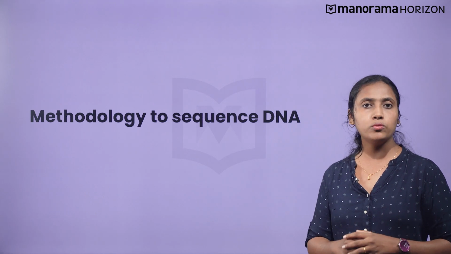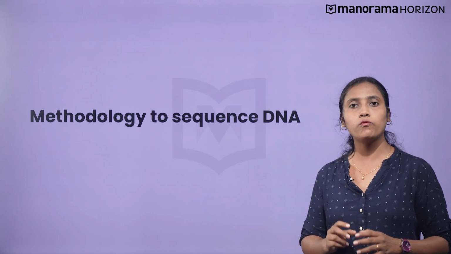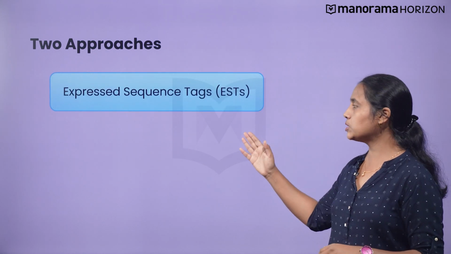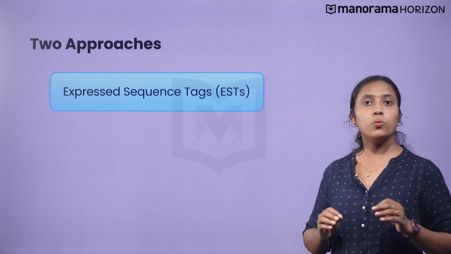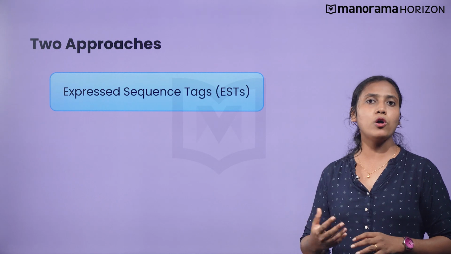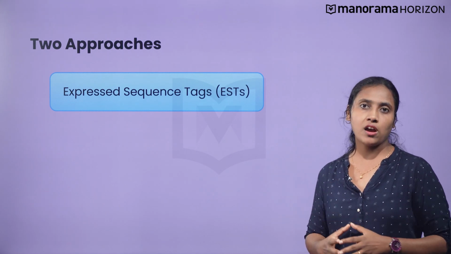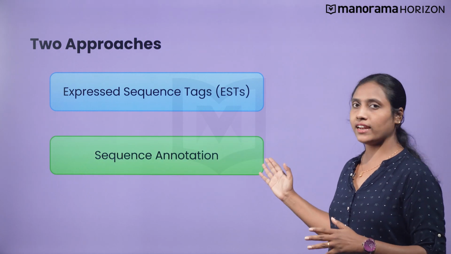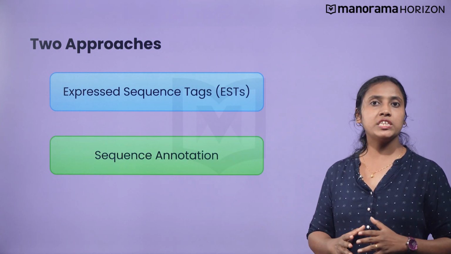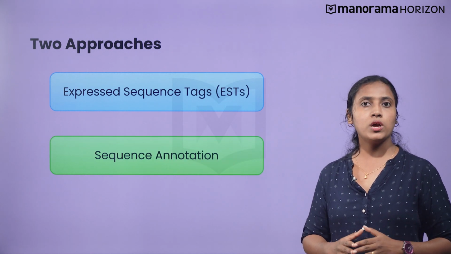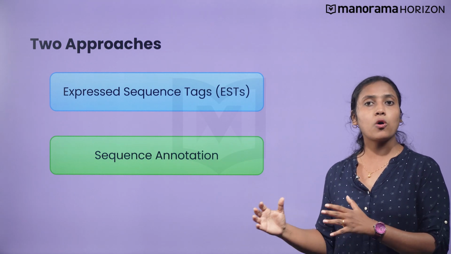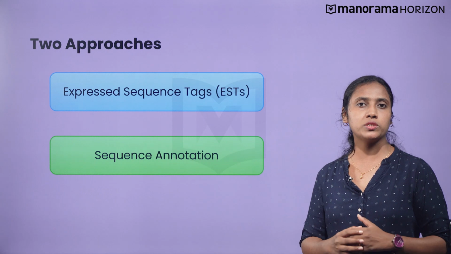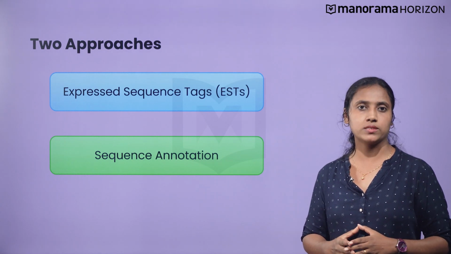The methodology used for sequencing the DNA involved two major approaches. The first approach was expressed sequence tags, which refers to identifying all genes that are expressed as RNA. The second approach was sequence annotation. It is to sequence the whole set of the genome with coding as well as non-coding sequences and later assign functions to the different regions of the sequences.